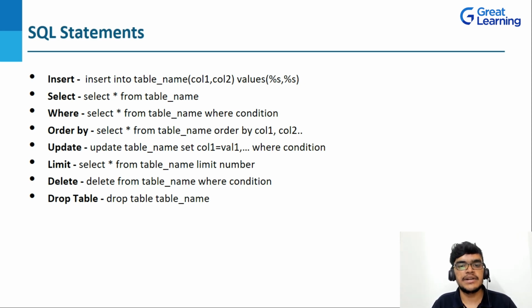After that, we will say limit. Let's suppose you have 100 records and you want to display only 5 records. What you can do is set the limit and after that write 5. So I will write select star from table name and then limit, and instead of a number I will write 5. It will display only 5 records. After that we have delete. If you want to delete any record, then you can use the delete statement. So I'll just write delete from table name and I will give the condition.